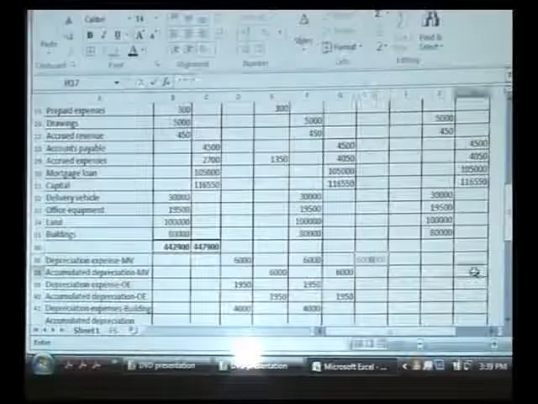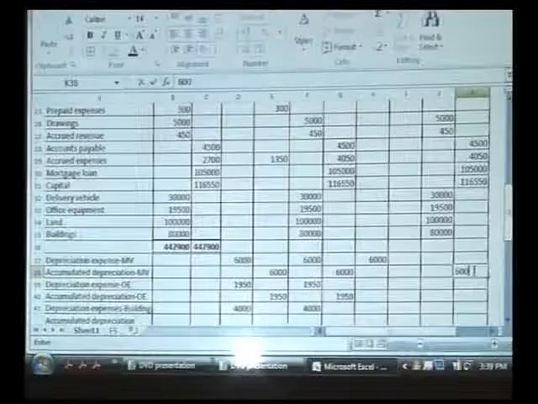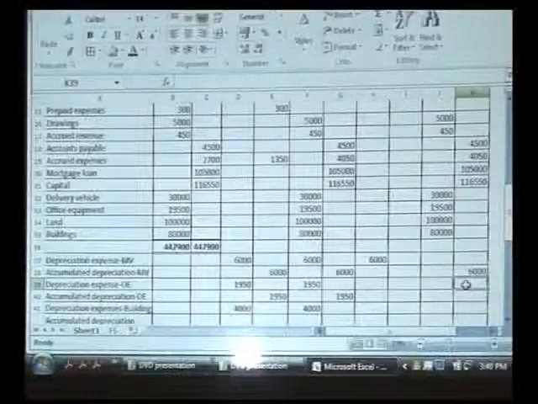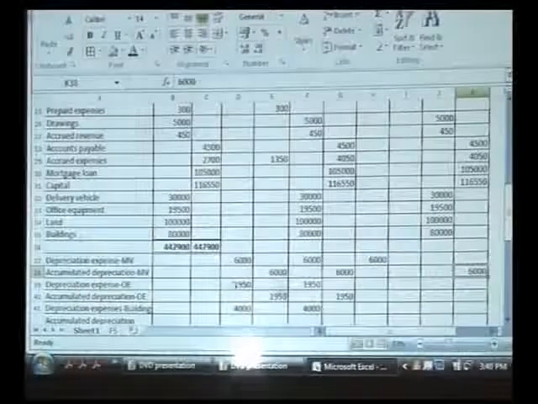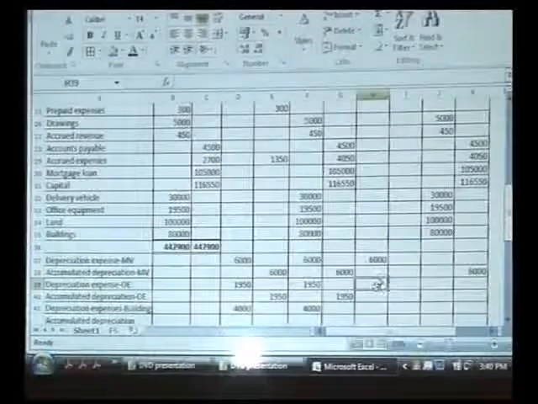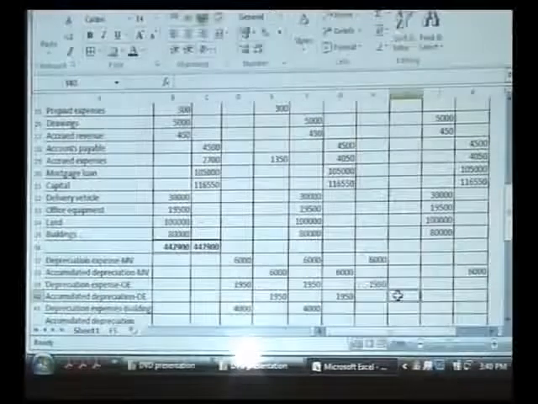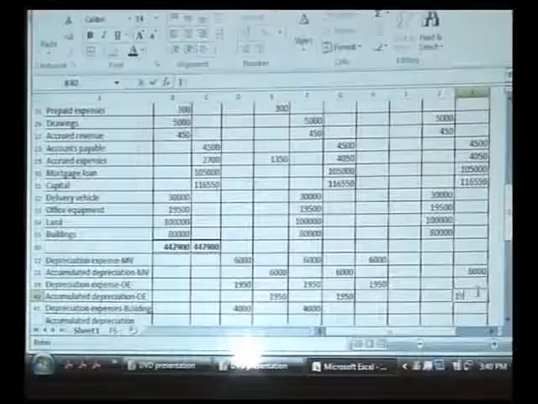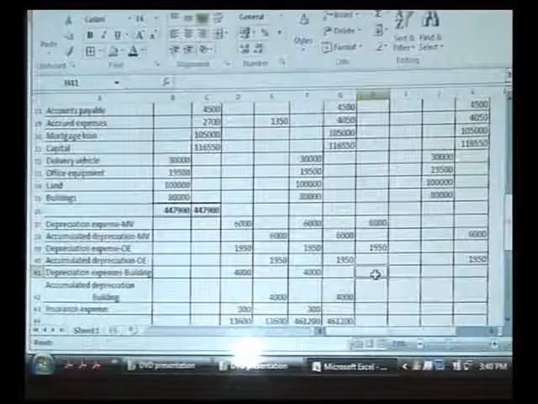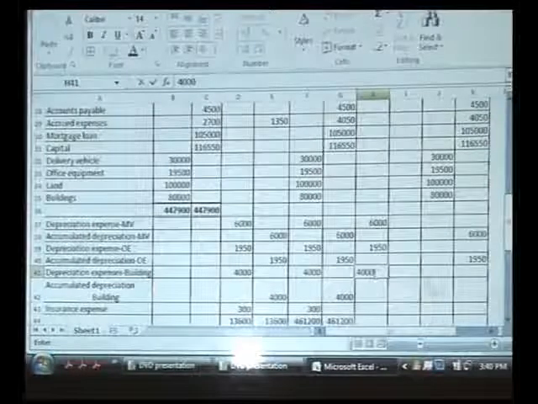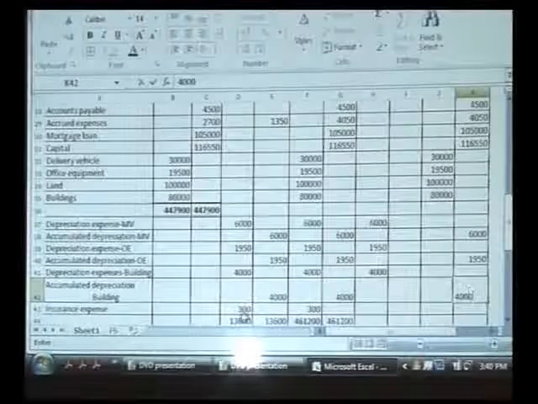Accumulated depreciation, balance sheet, credit. It is a deduction from the asset value, so therefore it is a credit balance. Depreciation, office equipment 1,950, income statement. Accumulated depreciation, credit, balance sheet. Building depreciation, debit, income statement. Accumulated, credit, balance sheet.